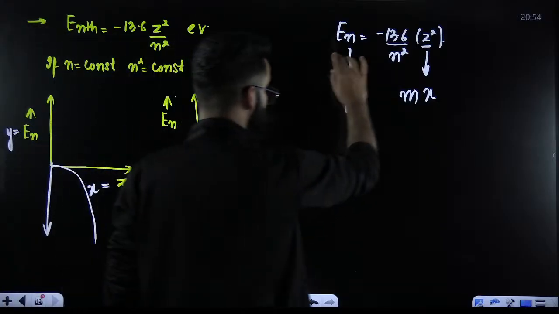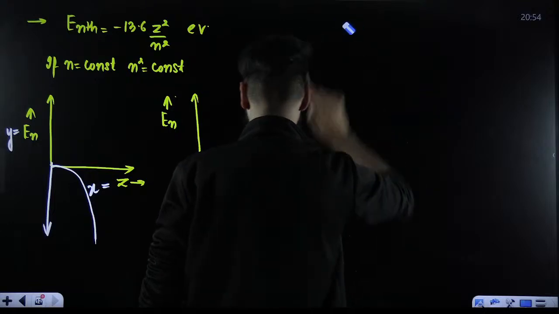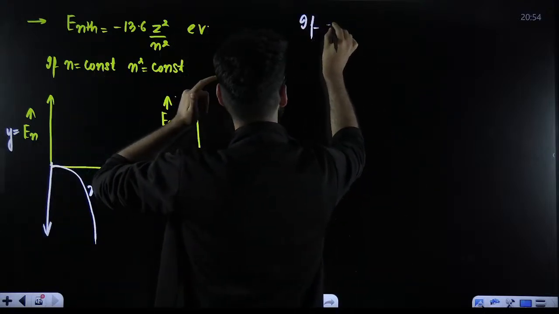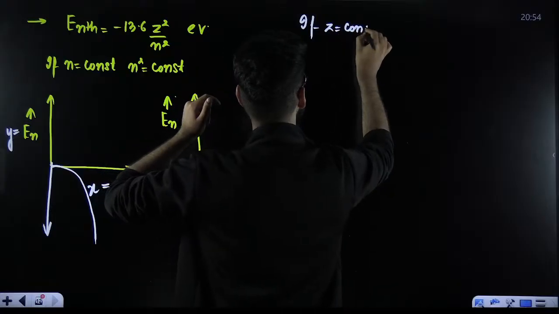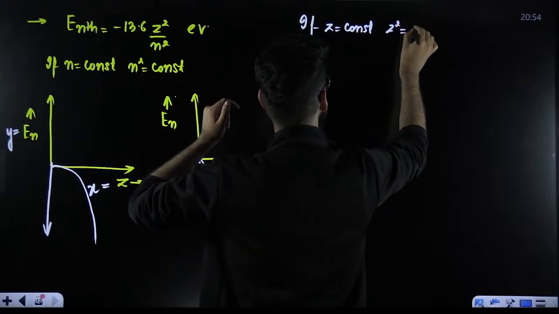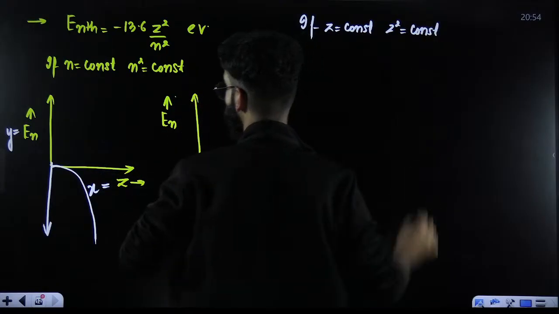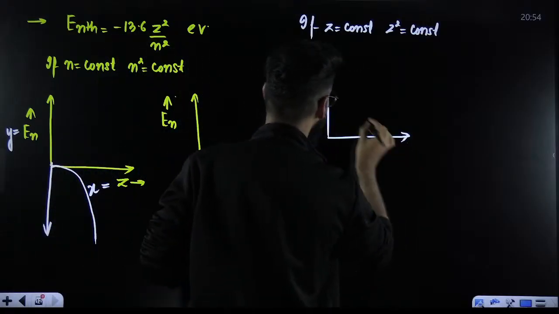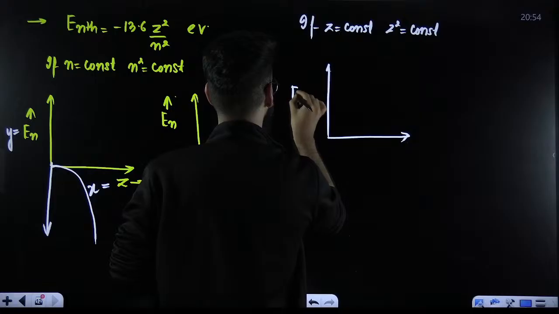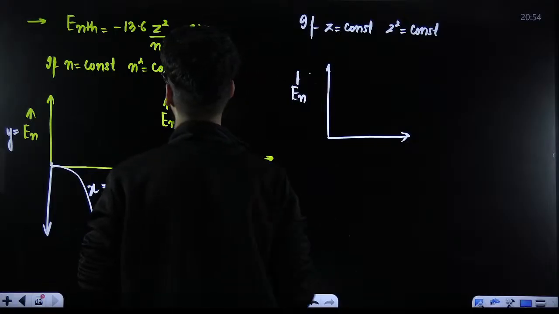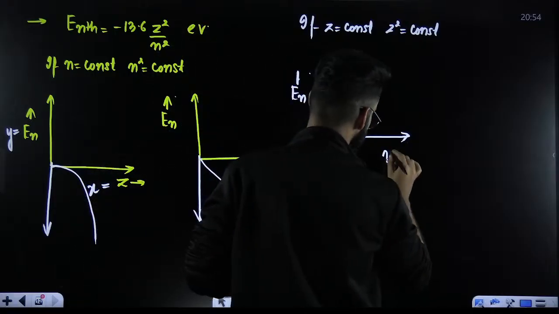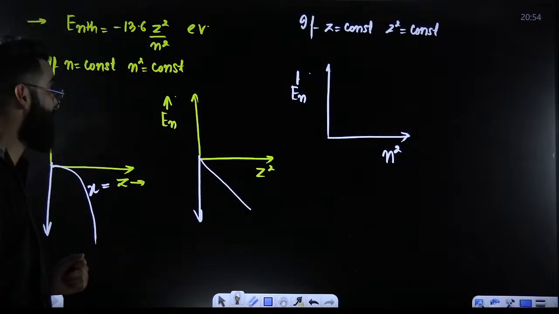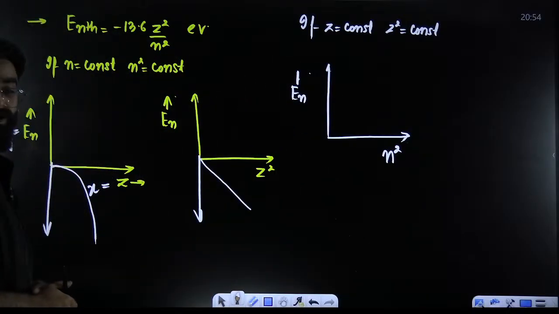All right. For example, if I do one more thing, let's say if Z is constant. If Z is constant, what does that mean? That means Z square is also constant. Tell me one thing now. If I want to make a graph between energy of nth Bohr's orbit versus n square, what is going to be the nature of the curve?